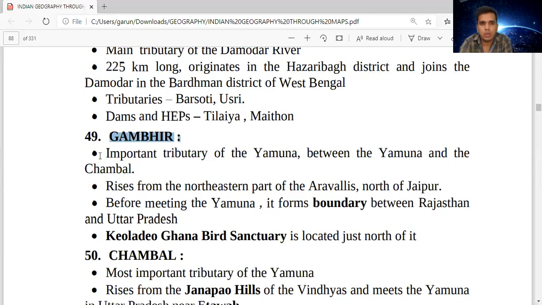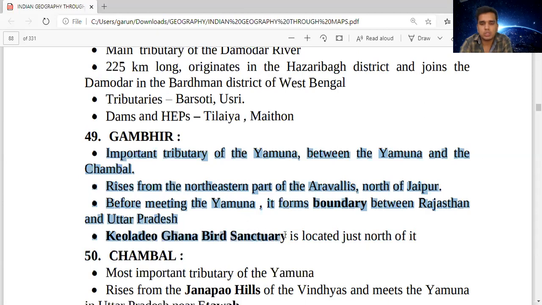Important tributary of Yamuna, between Yamuna and Chambal, rises from the northeastern part of the Aravallis, north of Jaipur. Before meeting the Yamuna, it forms the boundary between Rajasthan and Uttar Pradesh. Okay.